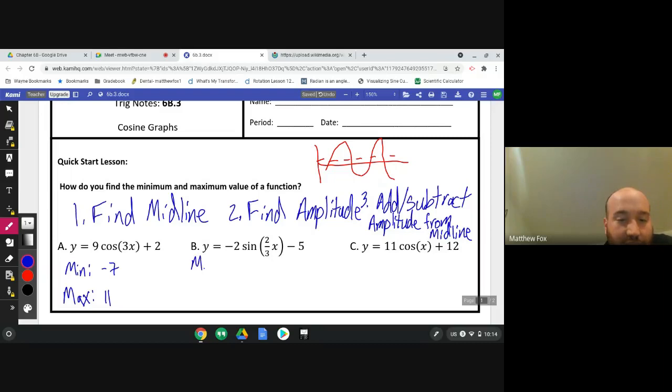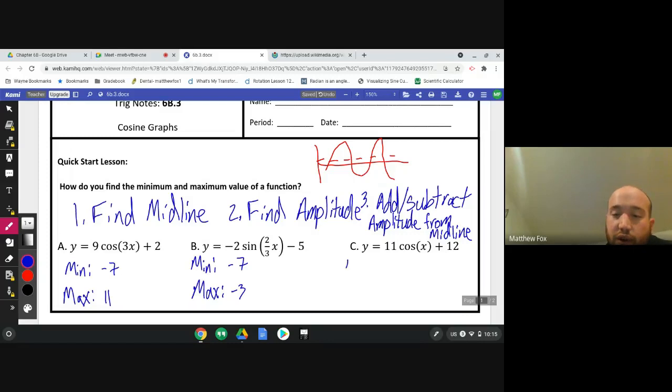Now in the second one, we also need to find the min and the max. On this one, the midline is at -5. Lots of you are going to be tempted to say the amplitude is -2. Technically, amplitude is our distance, so the amplitude is 2. This negative sign means it flips. It really won't matter if you use -2 instead, because it'll take care of itself when you go both ways. But instead, if we have -5 and we subtract 2, that gives us -7. If we have -5 and we add 2, that will give us -3. Okay, so those would be our answers.